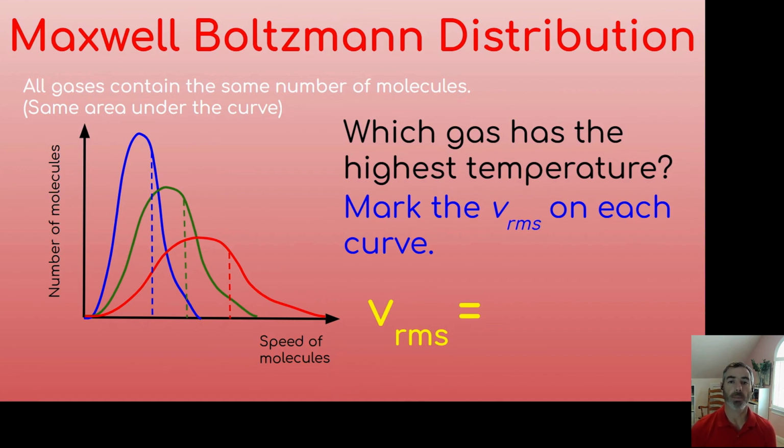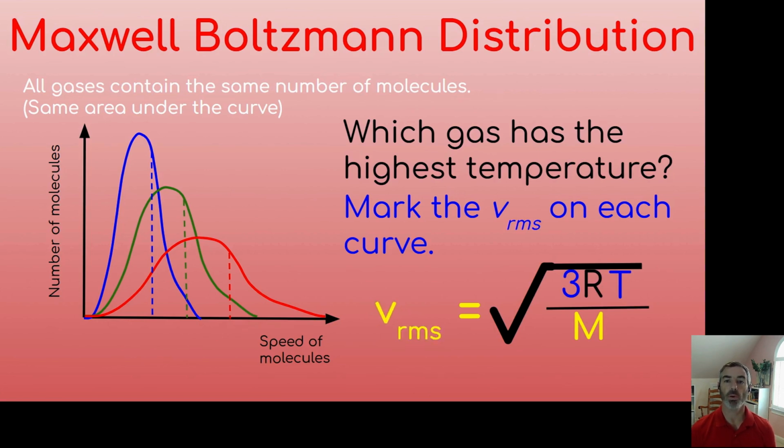And why does the VRMS tell us the temperature, and how is that related? Well, if we look at this equation, the VRMS is equal to the square root of 3RT divided by the molar mass. Comparing the VRMS to the temperature, we can see they're both in the numerator. So that means as one goes up, the other is going to go up. It's not a direct relationship, but if temperature is going to increase, that means the VRMS has to increase as well.